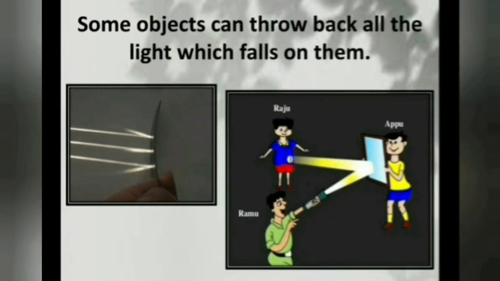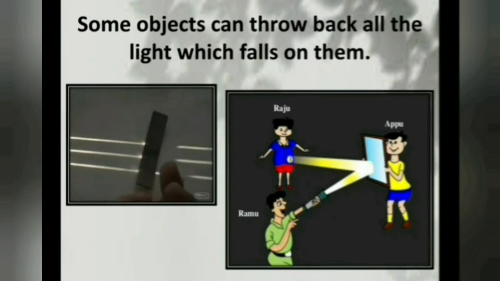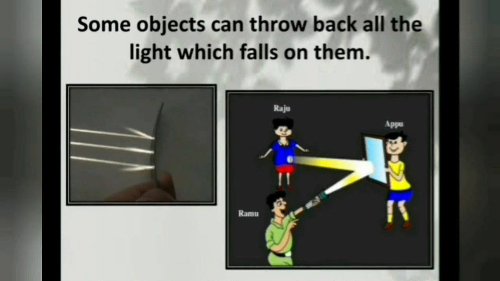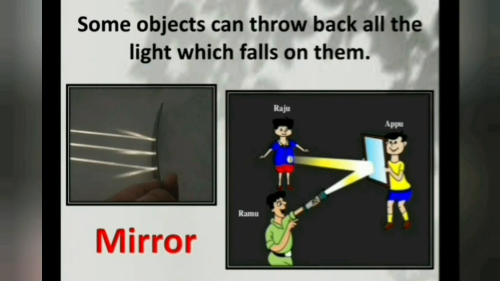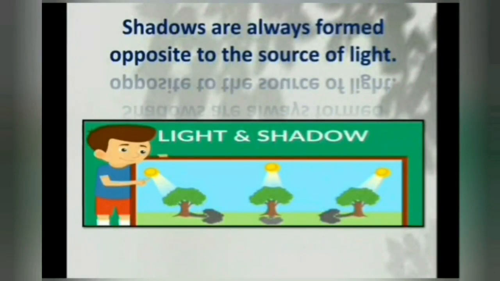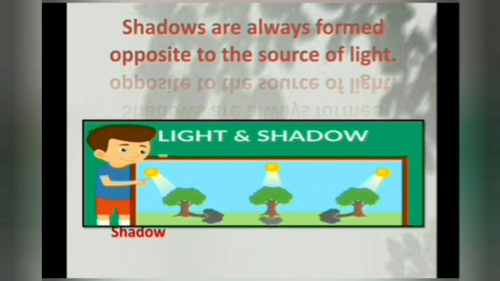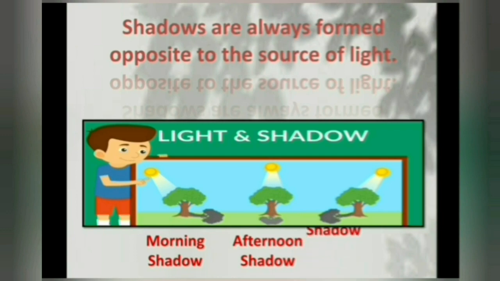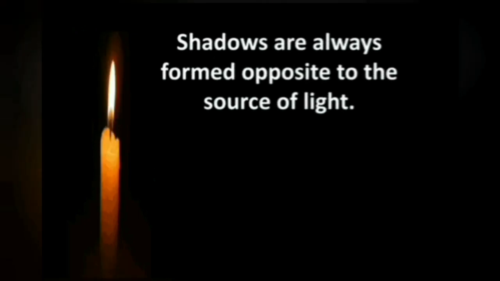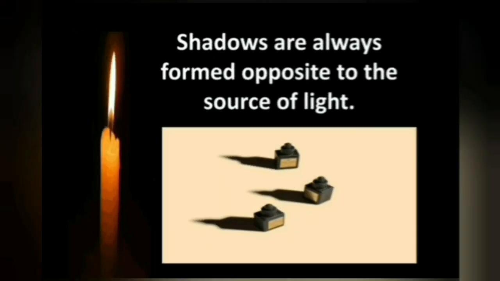Some objects can throw back all the light which falls on them. For example, a mirror reflects the light. Light travels in a straight line. Shadows are always formed opposite to the source of light. See, the morning shadow, afternoon shadow, and the evening shadow. Shadows are always formed opposite to the source of light.